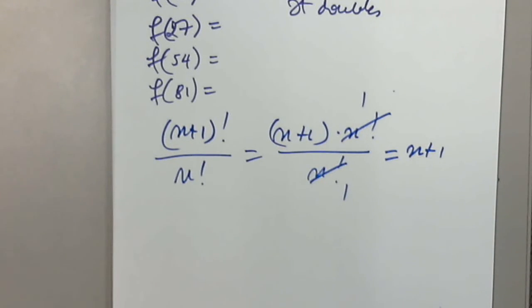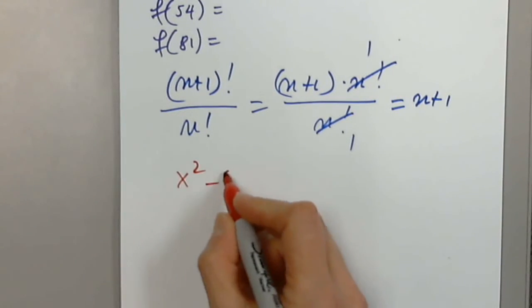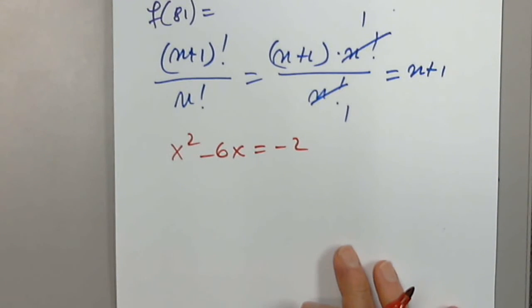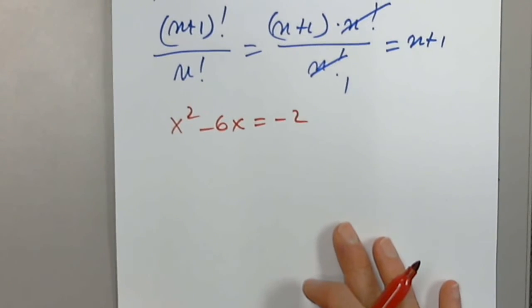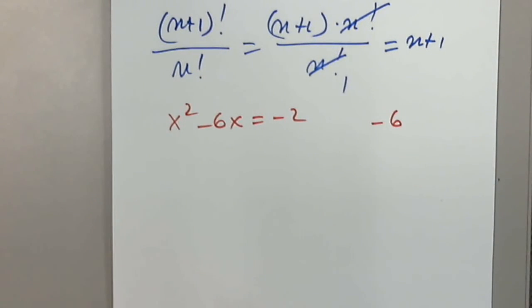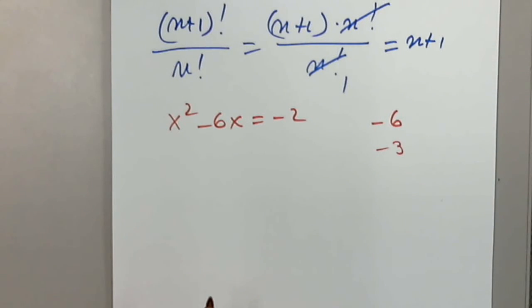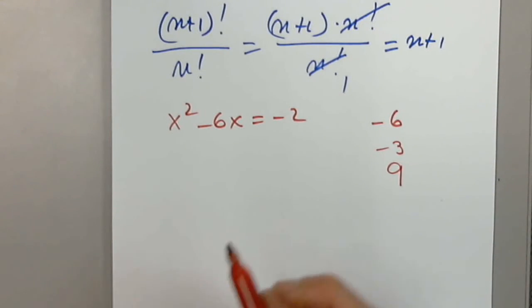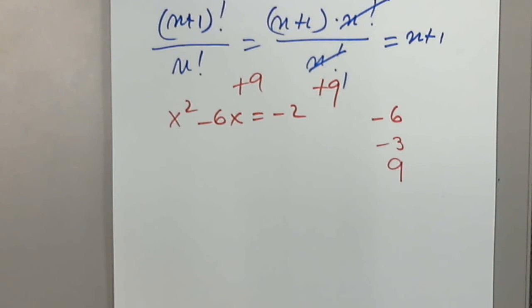x squared minus 6x equals -2. And what are we asked to do? Solve the quadratic equation by completing the square. Okay, very good. So -6 is the middle coefficient. I divide it by 2, I get -3. I have to square -3 and I get 9. That's the method, and I have to add 9 to both sides.